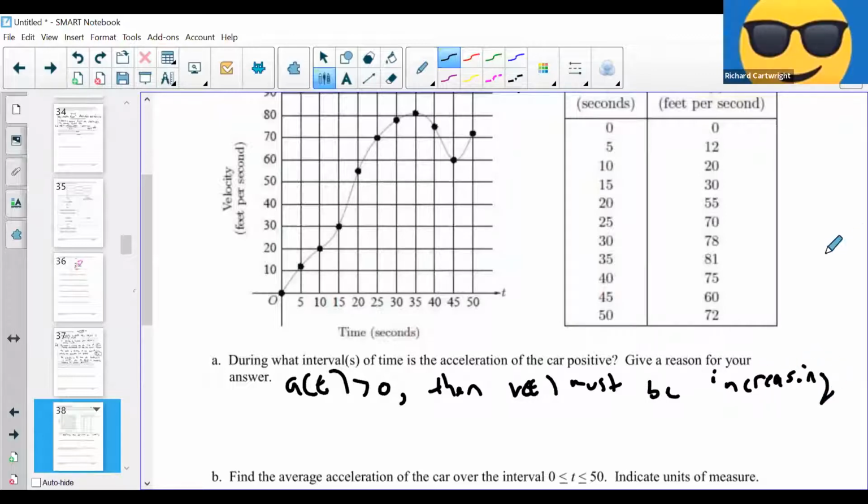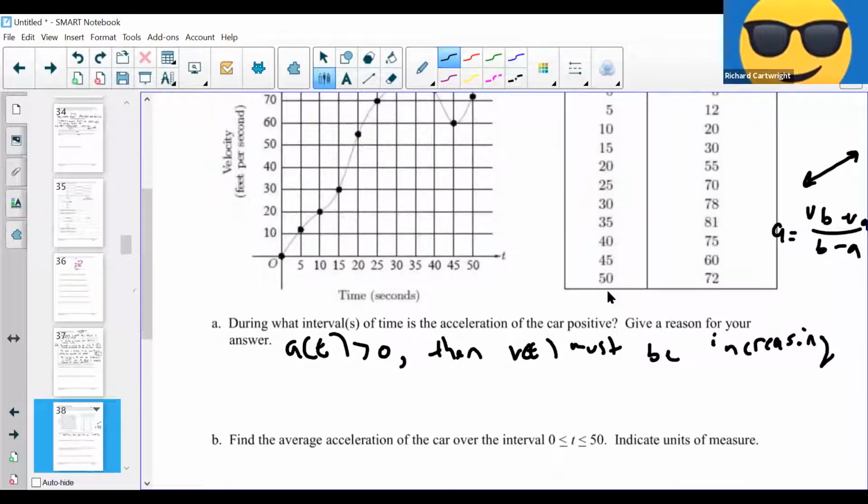The change of velocity, V of B minus V of A over B minus A, if this is my acceleration, you would want it to be a positive number. So you want it to be increasing. You want the slope of the velocity to look like that. The slope of the velocity is in the increasing direction. And he says, give a reason for your answer.